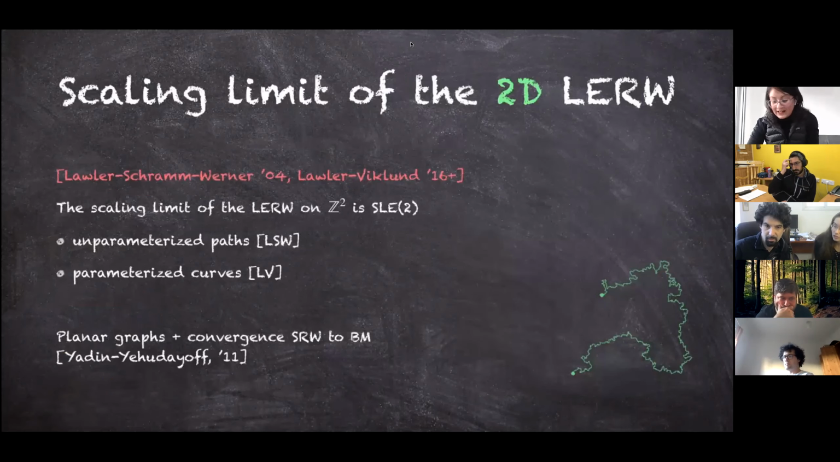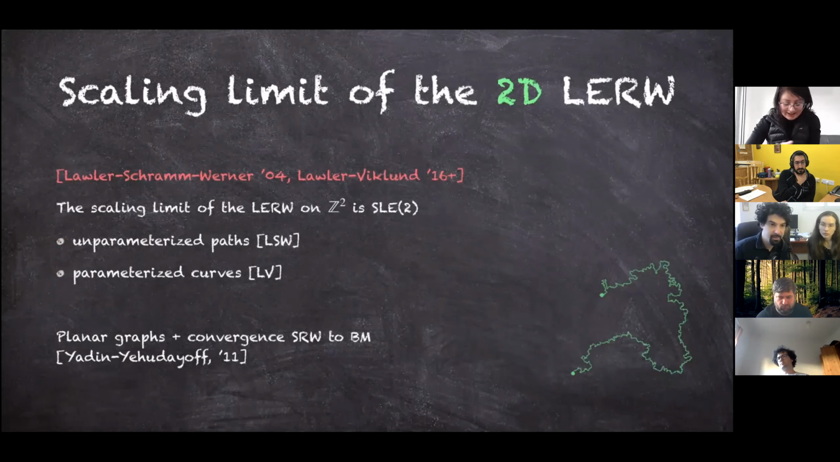So in 2 dimensions, this is what we know about the scaling limit: that it exists, and we also know what the limit is, SLE2. First, it was proved for a metric on unparameterized paths, so you took the best parameterization and compared the paths. And if you want to take the natural parameterization, this is work of Lawler and Viklund, where they show this convergence.